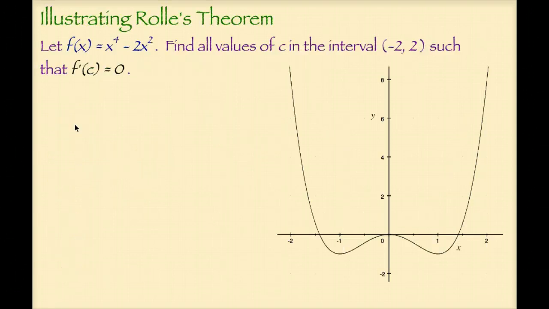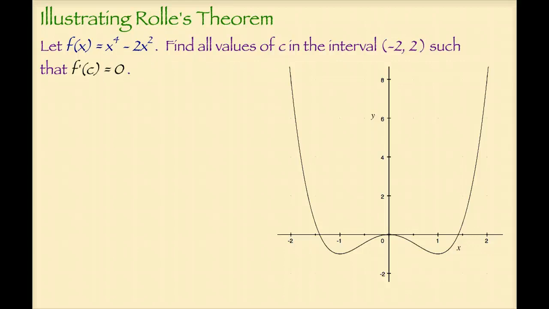All right, here is another example where Rolle's theorem will be illustrated. Let f of x equal x to the 4th minus 2x squared. Find all values of c in the interval -2, 2 such that f prime of c is equal to 0. All right, we need to see if Rolle's theorem is going to apply on this interval before we start looking for whether or not something is guaranteed in the interval. So remember, first of all, we need a differentiable and continuous function. Since we have a polynomial, no worries there. The function will definitely be differentiable and continuous on the interval -2, 2.